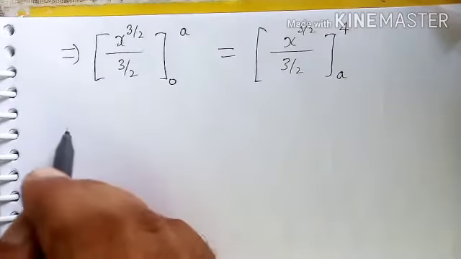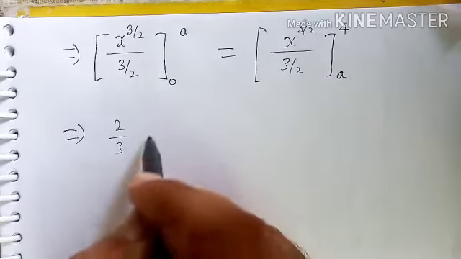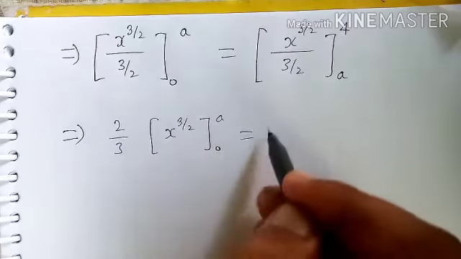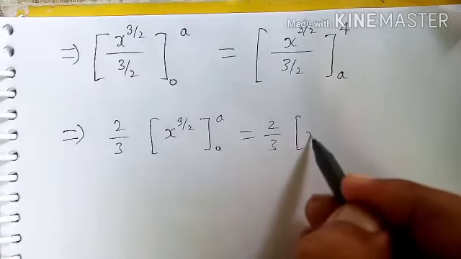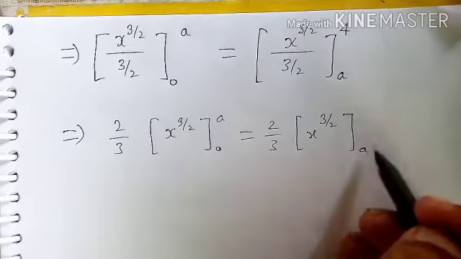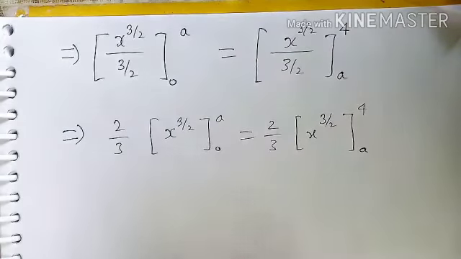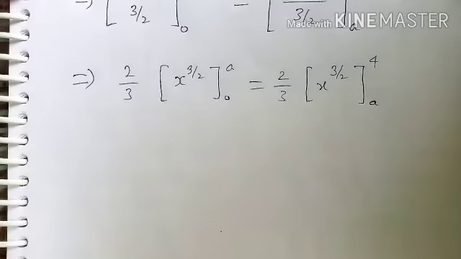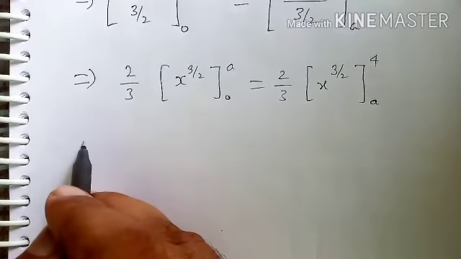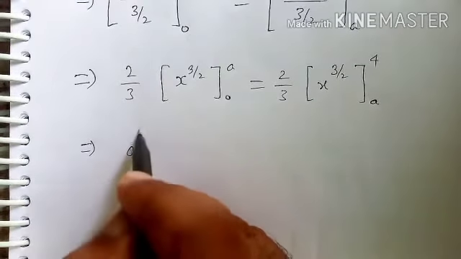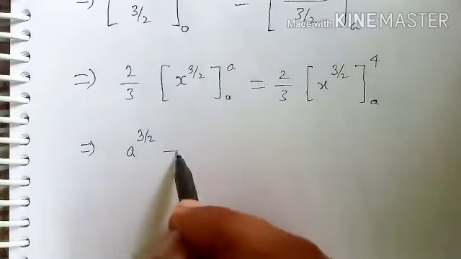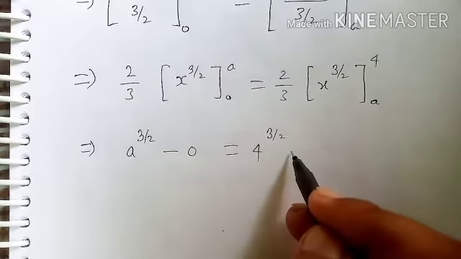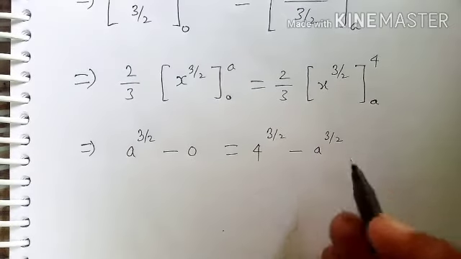Now from here we have 2 by 3, x to the power 3 by 2, 0 to a. Here we have 2 by 3, x to the power 3 by 2, a to 4. Now 2 by 3 are cancelled from both sides. If we put x is equal to a, then we have a to the power 3 by 2. When we put 0, then we have 0. Here 4 to the power 3 by 2 minus a to the power 3 by 2.